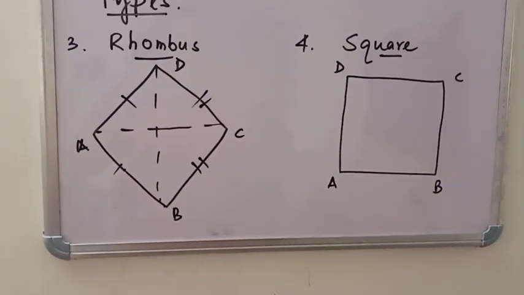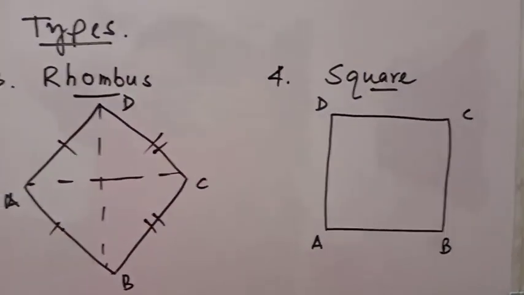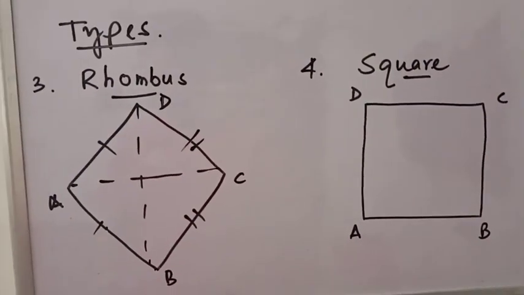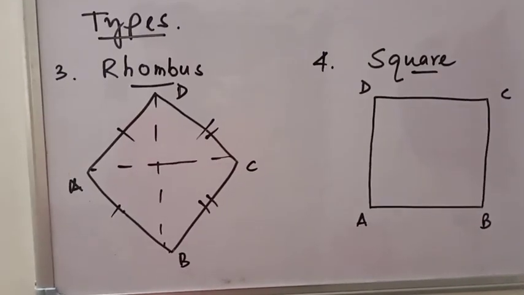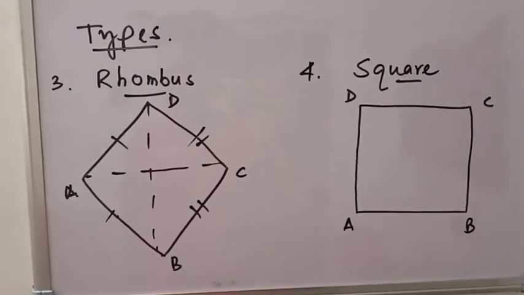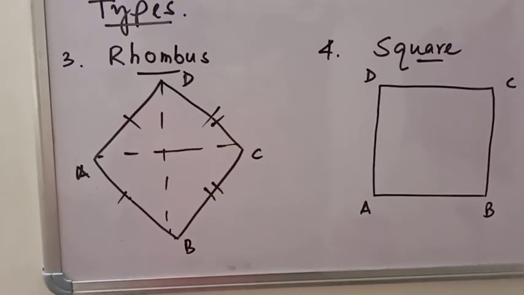Now next is square. In the square, if two adjacent sides of a rectangle are equal, then this is a square. So in a square, the property is all sides are equal in length.